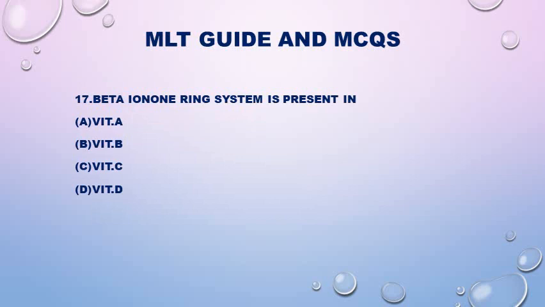17. Beta ionone ring system is present in options A. Vitamin A, B. Vitamin B, C. Vitamin C, and D. Vitamin D. And the answer is option A. Vitamin A.